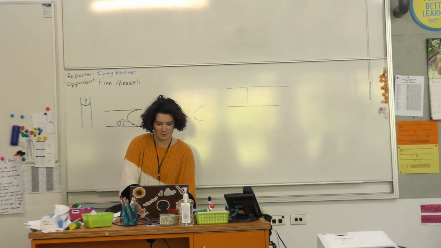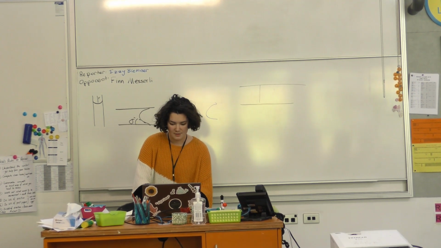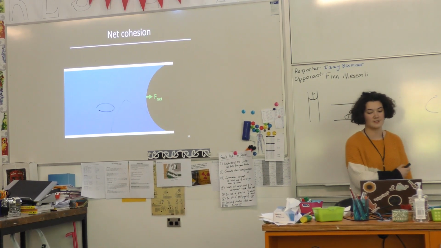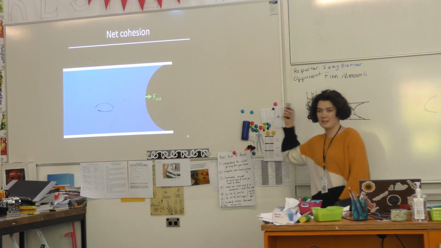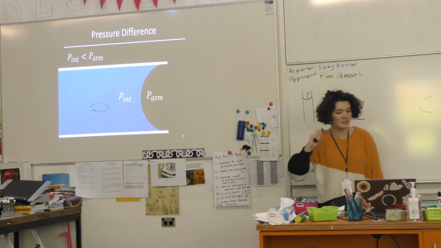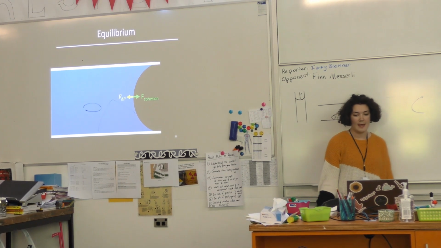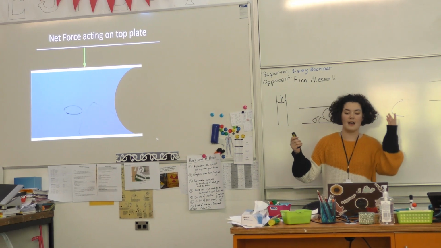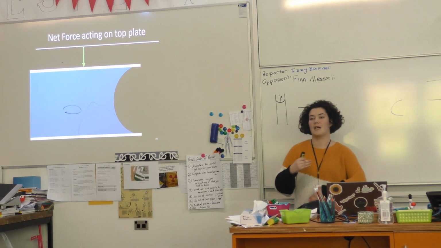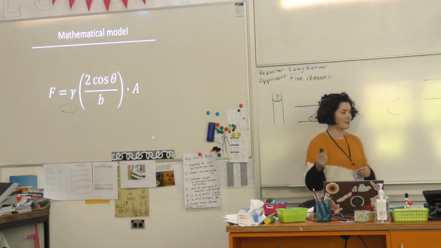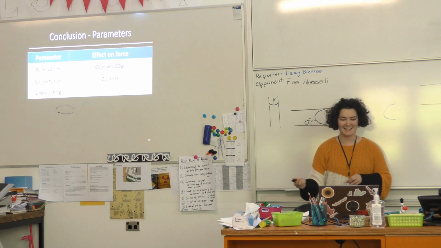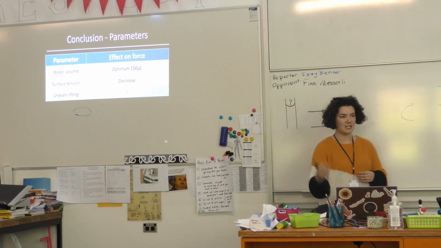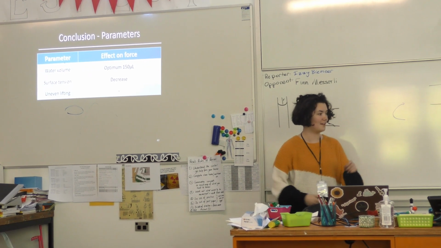I'll just quickly run through my conclusions again. So we have a net force acting on a single surface molecule, which acts along the entire surface, which causes a movement outward by the water-air interface, which causes a lower internal pressure, which creates an equilibrium, but that pressure difference then acts on the top plate, which creates a net force acting downward, which increases the force required to pull up the top plate. This was my valid mathematical modelling. And the conclusion for my parameters was that water volume has an optimum at 150 microlitres. You should decrease your surface tension, and that uneven lifting does not have an impact. Thank you very much.